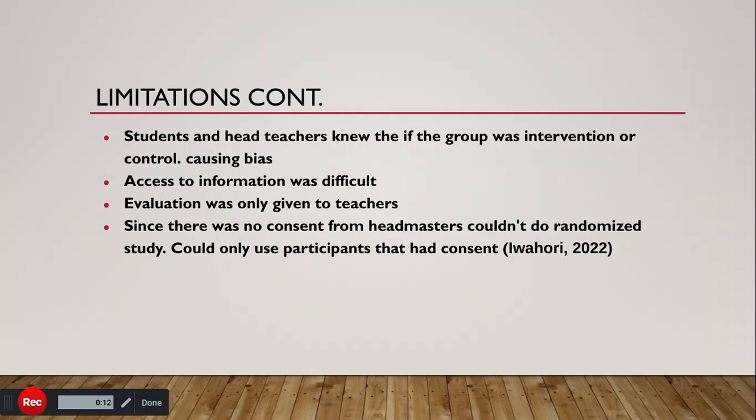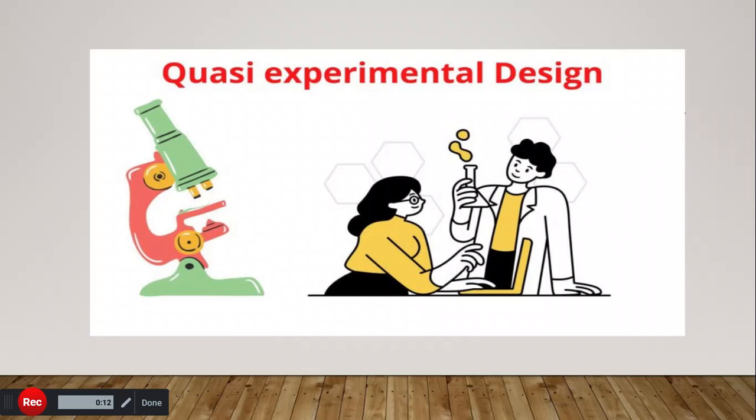So, some limitations continued: students and head teachers knew if the group was intervention or control, which caused another bias. Access to information was difficult, and evaluation was only given to teachers. Since there was no consent from headmasters, they couldn't do a randomized study, so they could only use participants that had consent, which is why they used the quasi-experimental design.